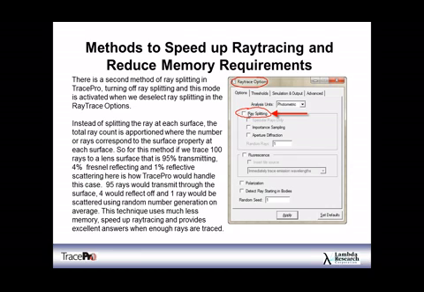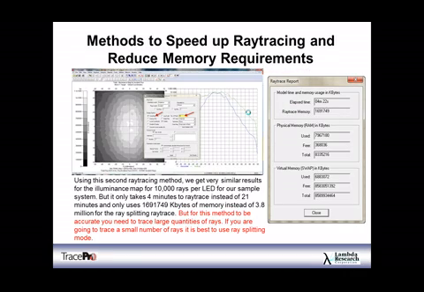So for this method, if we traced 100 rays to a lens surface that is 95% transmitting, 4% Fresnel reflecting, and 1% reflective scattering, here's how TracePro would handle it. 95 rays would be created that would transmit through the lens. 4 would reflect off the front surface, and 1 ray would be scattered randomly, depending on the random number generator. This technique uses a lot fewer rays, a lot less memory, speeds up ray tracing, and provides excellent answers when enough rays are traced. But there are caveats to this.